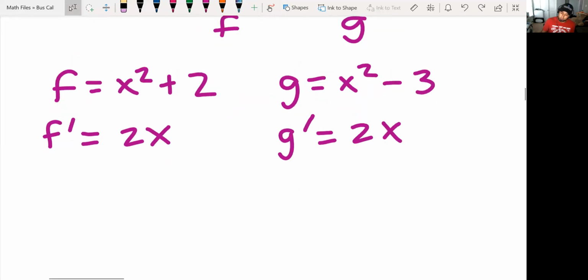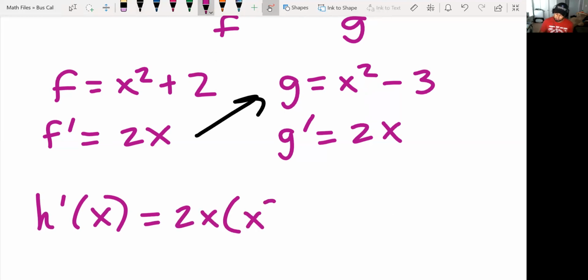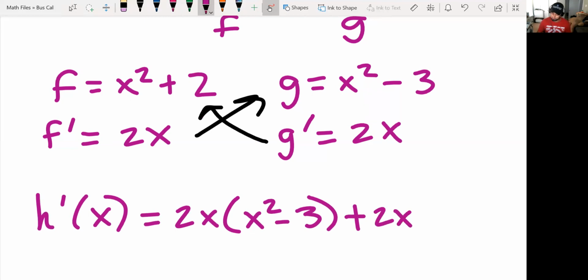So, next step, h prime x, and follow your product rule. 2x times x squared minus 3 plus 2x times x squared plus 2.